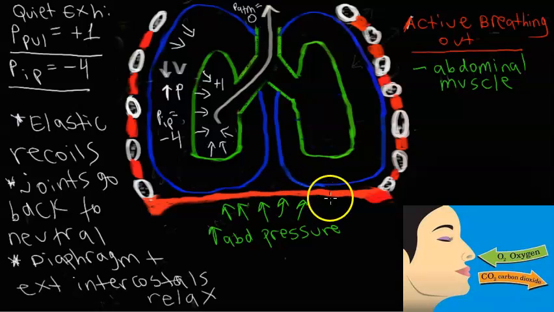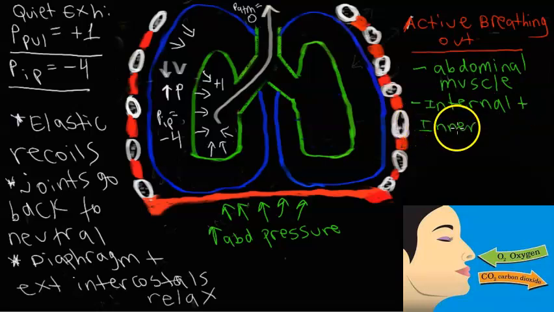Another thing that's going to happen is there's also going to be additional muscles, and these are known as the internal and innermost intercostal muscles. Remember how I told you there are these muscles between the ribs? We call them intercostal muscles.